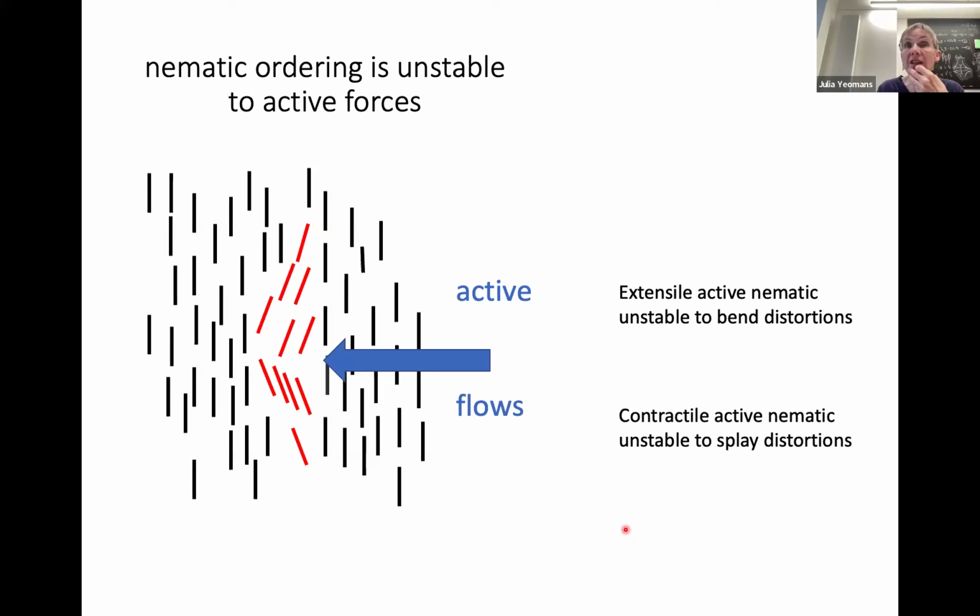And if you work out which direction they're in, then in this direction, that distortion is just going to get bigger and bigger. The system is unstable to a bend distortion. That's if it's extensile. If it's contractile, the flows are in the opposite direction, but you get mucked up because if you have a splay distortion in the director field, that's unstable. So these active systems are unstable to any sort of small fluctuation, and the nematic order is destroyed.